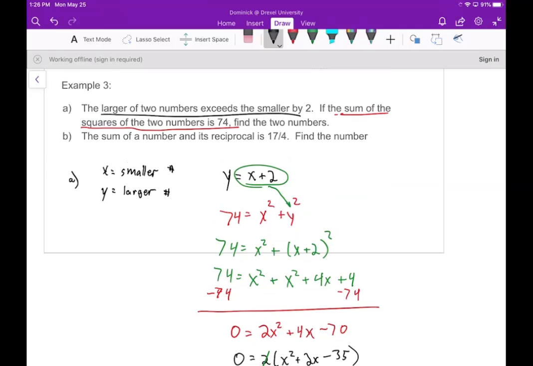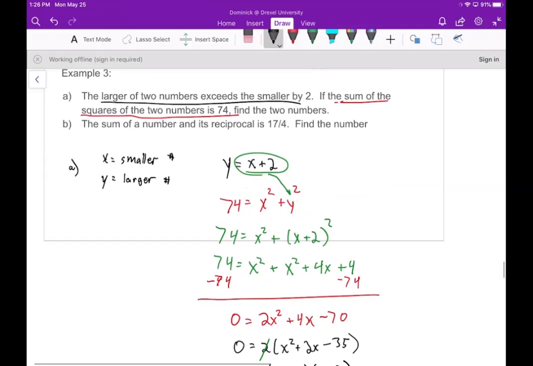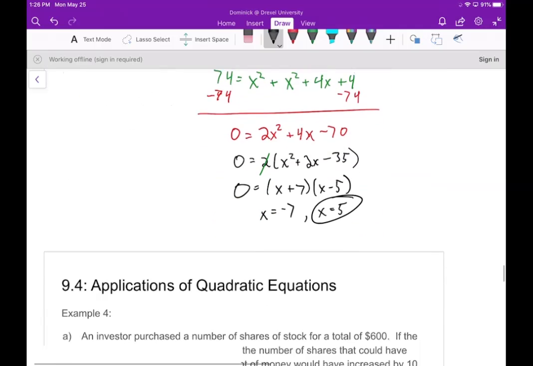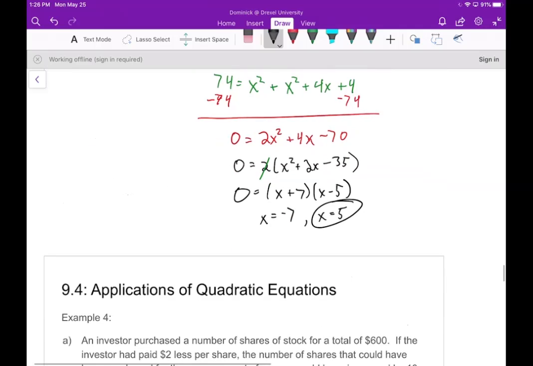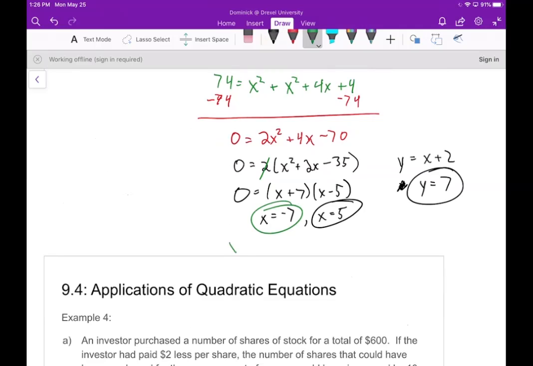Because we know, actually not necessarily, right? So I guess, since we have a sum of squares, it actually could be either of the two. So let's see. If x is 5, then that makes the larger number, which was x plus 2, y equal to 7. If you choose your x to be negative 7, then you get that your y is negative 5.